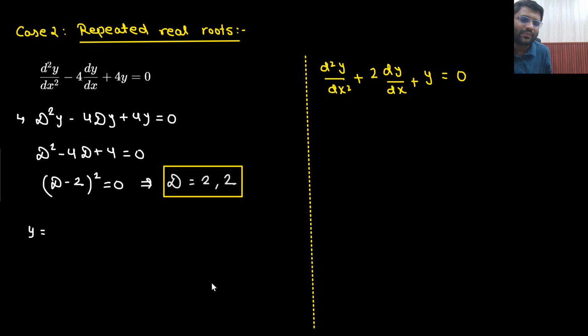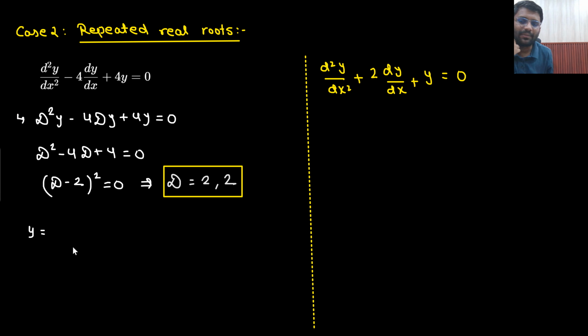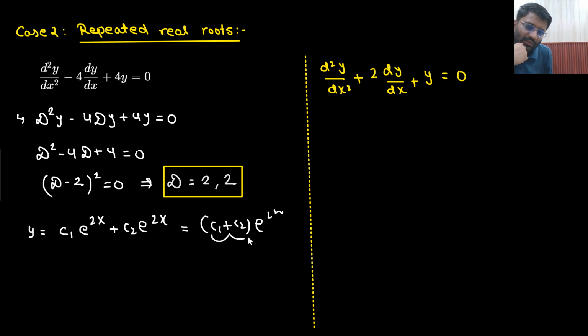Sir, going by the previous scenario, my answer is coming out to be c1 e to the power 2x plus c2 e to the power 2x, since two roots are there, 2 comma 2. Sir, I can take c1 c2 common: (c1 plus c2) e to the power 2x. So this will be another variable, k into e to the power 2x. Yes, this is one of the possible answers.